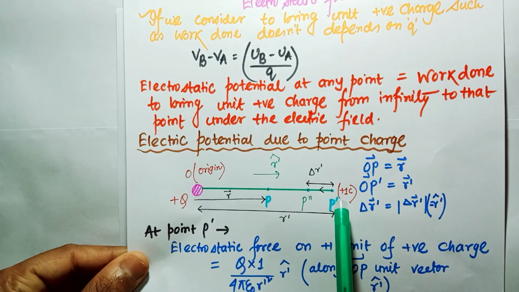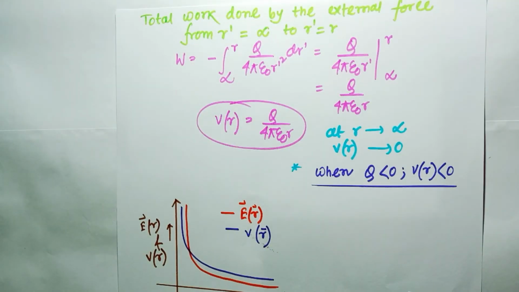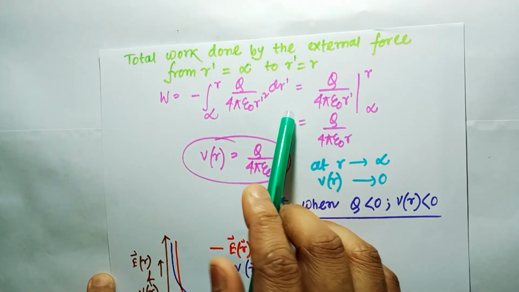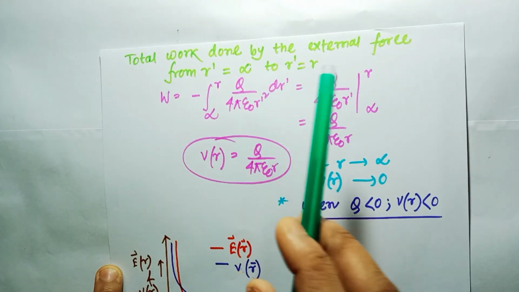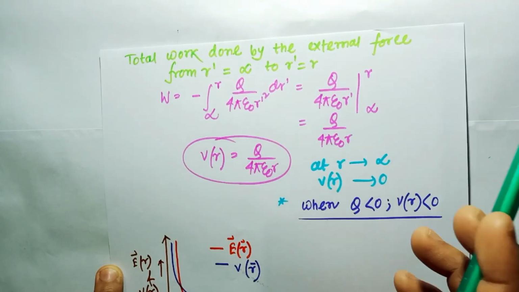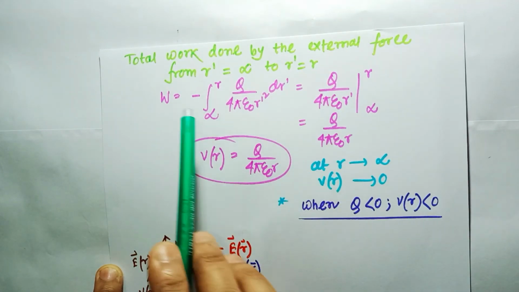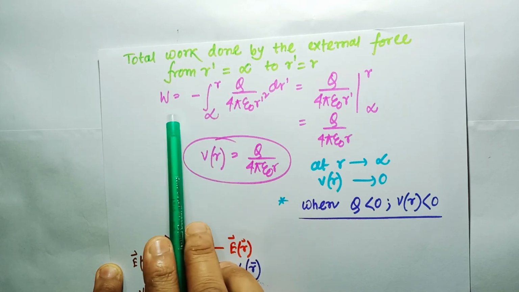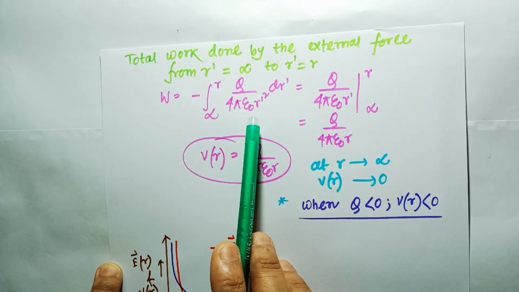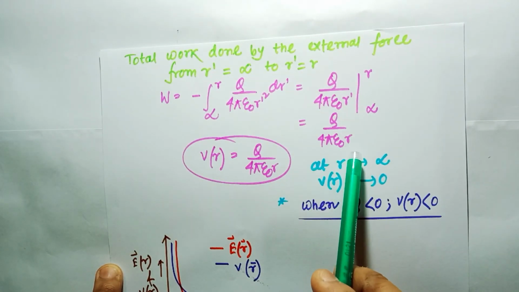But initially the 1 unit of positive charge is at P prime. I need to bring the charge to the point P. So the total work done by the external force, from r prime equal to infinity, our main target will be to bring the charge from infinity to a distance of r. So the total work done will be, the lower limit will be infinity to a final limit of r with respect to the origin. So it will be minus of q by 4 pi epsilon naught r prime square dr prime. If we integrate it, it becomes q by 4 pi epsilon naught r.